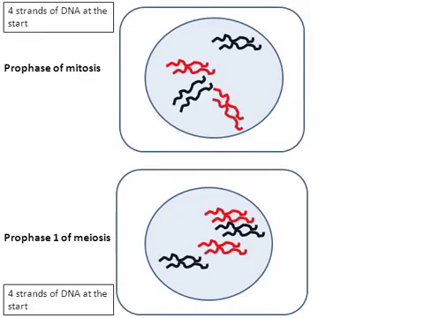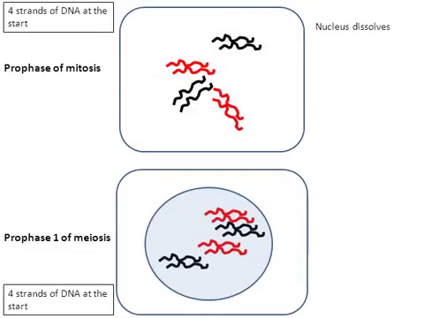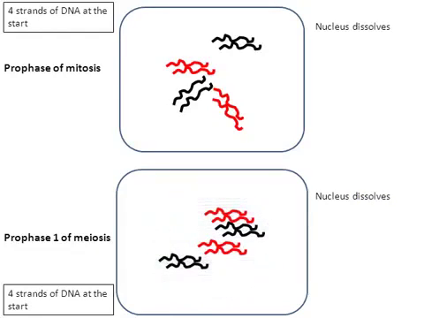Now we're going to move on to the step known as prophase. And let's look at the cell on top. It's going to go through the prophase stage of mitosis. And so what happens is the nucleus is going to dissolve, and you see the blue circle disappearing. The next thing that I want to note is look at the bottom cell. The bottom cell is also going to lose its nucleus as it goes through prophase number 1 of meiosis.